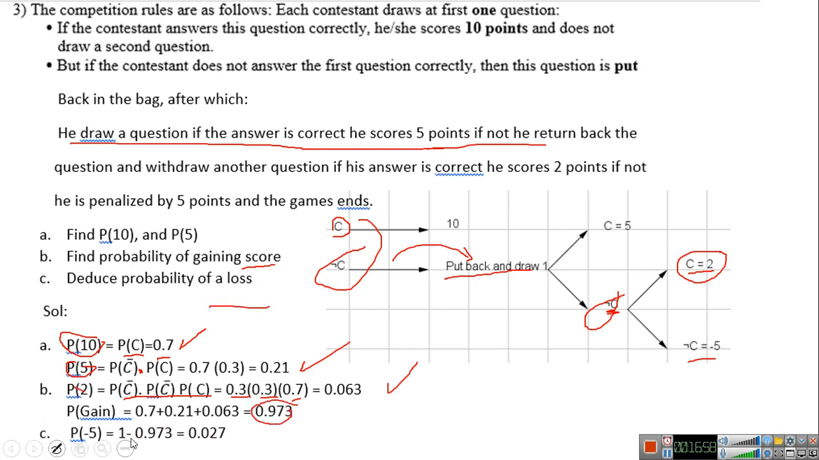Loss, it will be everything minus this one. Or you do it P of non-C, which is 0.3 times P of non-C 0.3 times P of non-C 0.3, it will be 0.027, or you do 1 minus the gain.